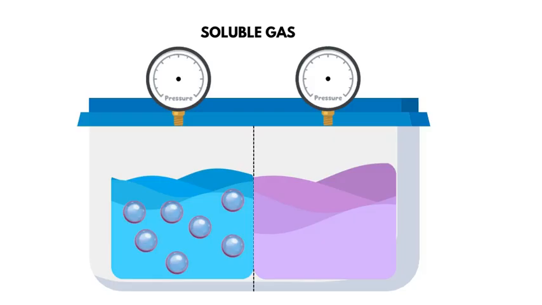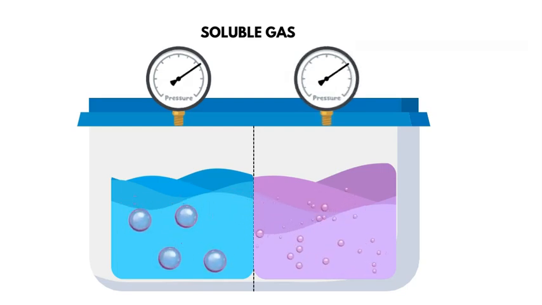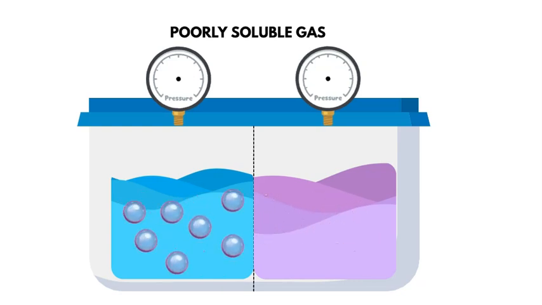Soluble gas exerts a smaller partial pressure. Let's see how it goes from this visual. When a gas is soluble, a greater concentration has to be dissolved in order for the two phases to achieve the same partial pressure. You can see the phase on the right has greater concentration, but both have the same partial pressure. Poorly soluble gas exerts a greater partial pressure compared to soluble gas.